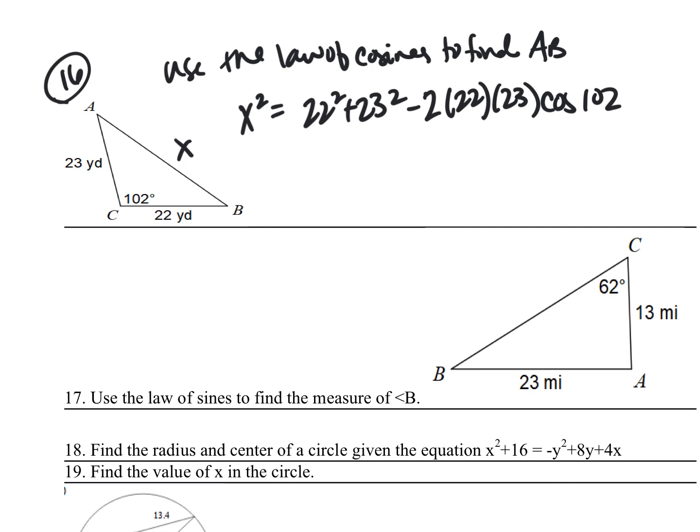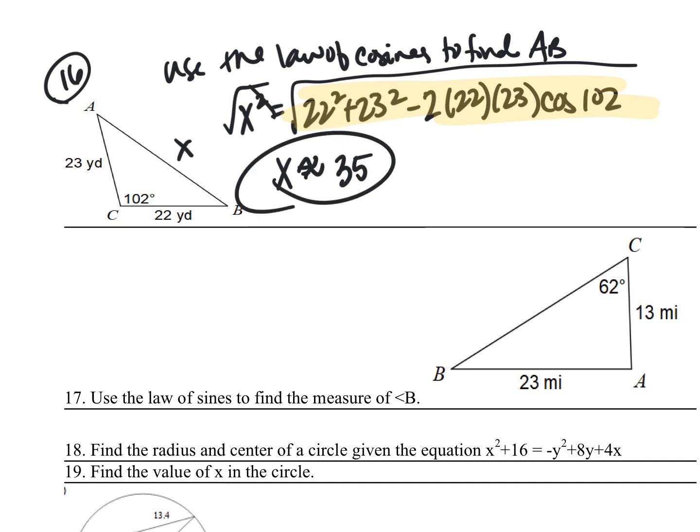So I will take the square root of both sides. Those will cancel, and then all of this is what I'm going to put in my calculator. So when I plug that in my calculator, I get x is around 34.97, which would round up to 35.